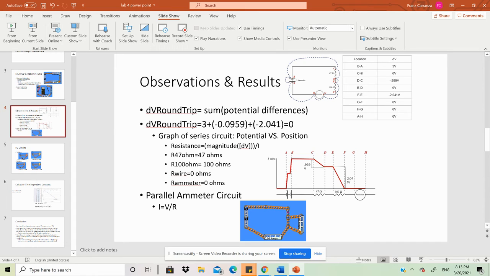Because the current splits in a parallel path, the resulting resistance is lower. This is further supported by the equation current is equal to voltage divided by resistance. If the resistance decreases, the current increases. If the resistance increases, the current decreases.